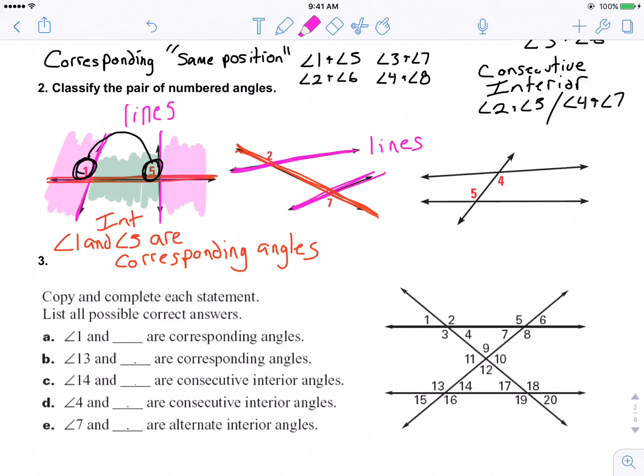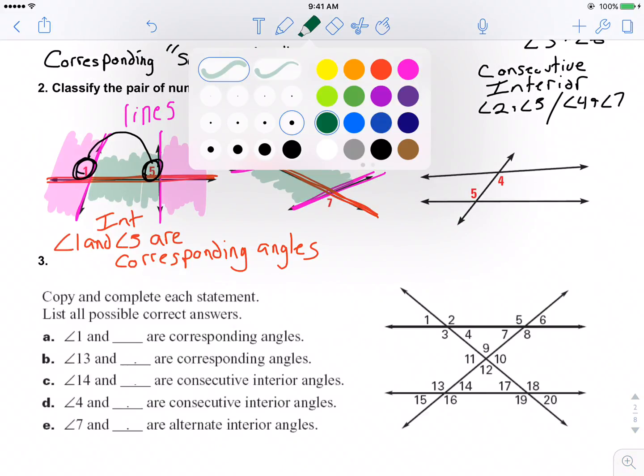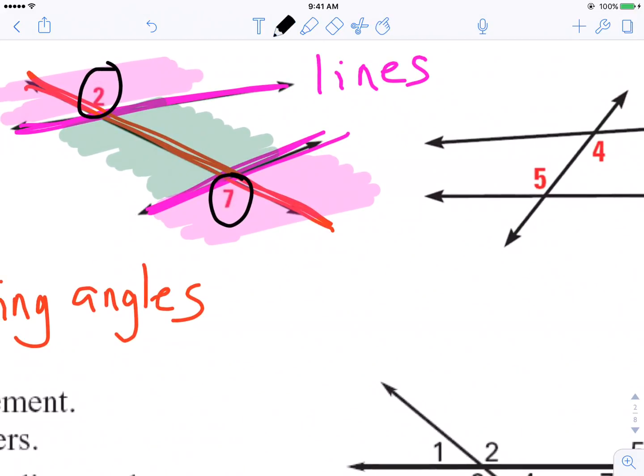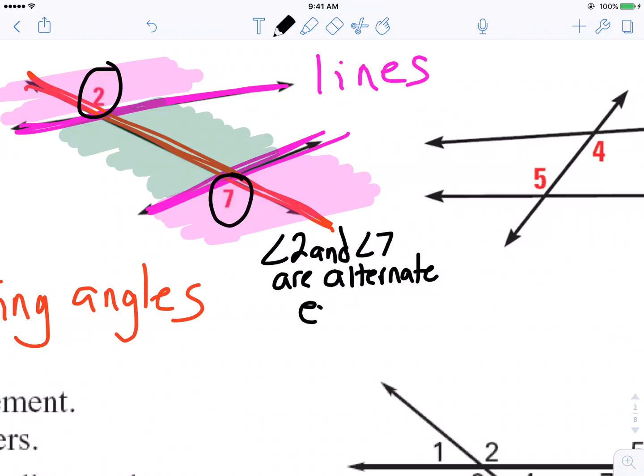There's my transversal. I will identify my inside again. My interior is in the green. My exterior, let's do that in pink. So angle 2 and angle 7 are both exterior angles, and they are on alternate sides. The only choice we have for exterior is alternate exterior. And so I can say with certainty here, angle 2 and angle 7 are alternate exterior angles.